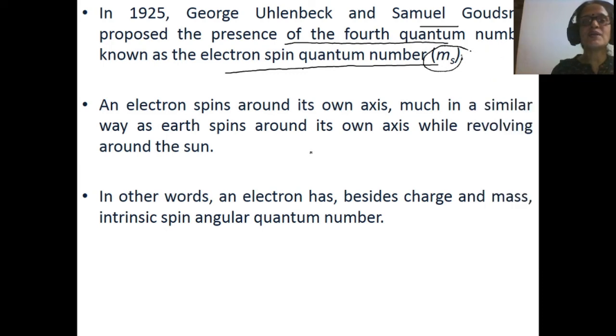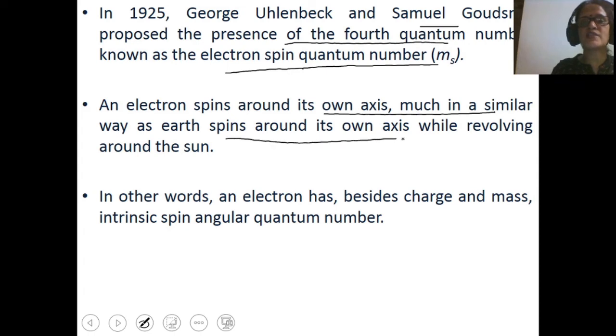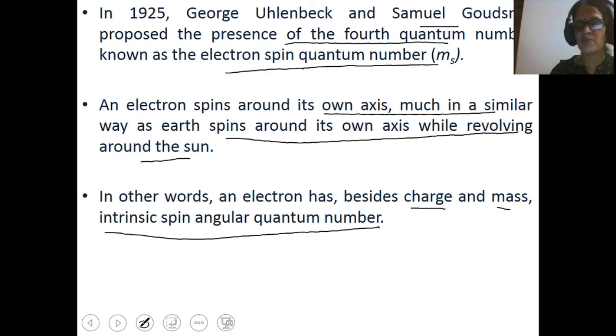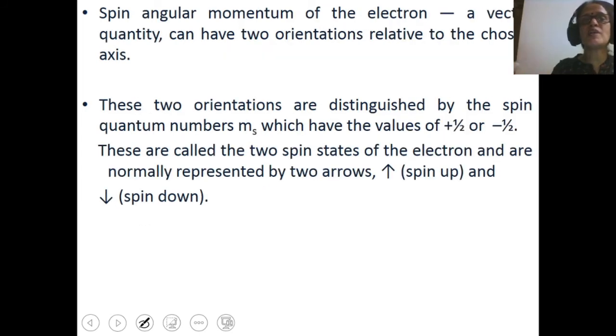So an electron spins around its own axis in a similar way as Earth spins around its own axis while revolving around the sun. So we can say that the electron, besides charge and mass, has the intrinsic spin angular momentum also. So the spin angular momentum of the electron is a vector quantity and can have two orientations relative to the chosen axis. These two orientations are distinguished by the spin quantum numbers, which have the values plus half and minus half.